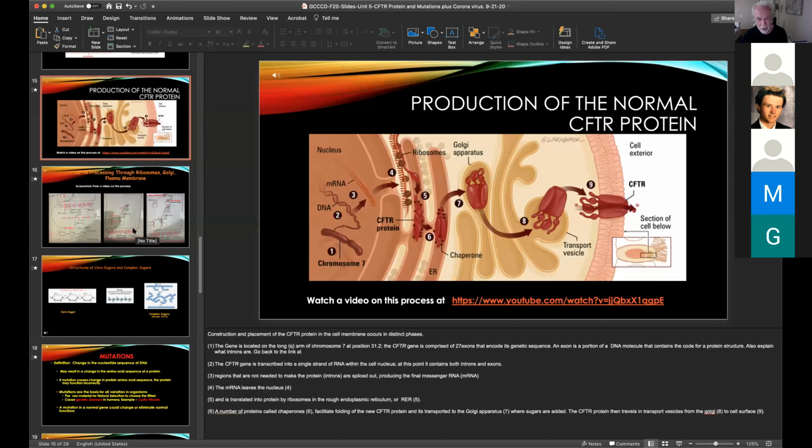Are you back to production of normal CFTR protein? Yes. You can see that.